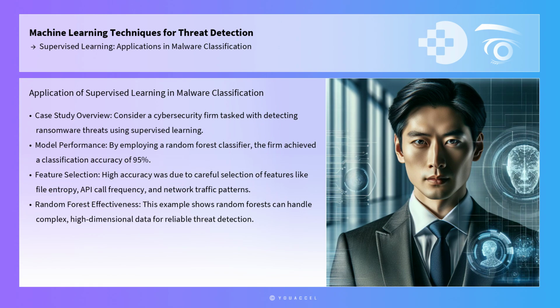To illustrate the application of supervised learning in malware classification, consider the case study of a cybersecurity firm tasked with detecting ransomware threats. By employing a random forest classifier, the firm was able to achieve a classification accuracy of 95% on a dataset of ransomware and benign samples. The model's high accuracy was attributed to the careful selection of features, including file entropy, API call frequency, and network traffic patterns. This example demonstrates the effectiveness of random forests in handling complex, high-dimensional data and their ability to provide reliable threat detection.